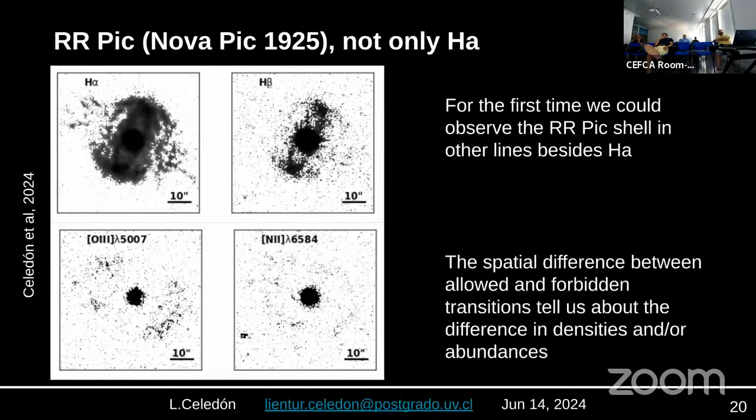We detected the shell in H beta, oxygen III, the forbidden line, and the forbidden line of N II. We find an interesting difference in the spatial distribution of the forbidden and the Balmer lines, with the first ones only visible in the polar part of the system. This could be because of a difference in intensity of the forbidden lines, or because of a difference in abundance. Unfortunately, we cannot give a conclusion about that with the current data. It could be either of the two, or a combination of both.